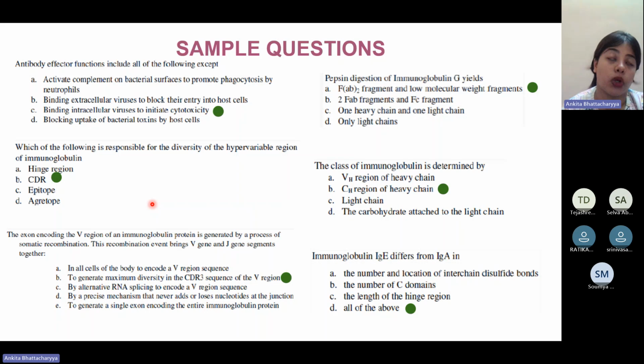What enzymes or what chemical treatment is able to generate each of these different fragments? It's possible to take antibodies and generate all these different types of fragments: only Fab fragments, or only heavy chain, only light chain, one heavy, one light chain. It's possible to get all of these.